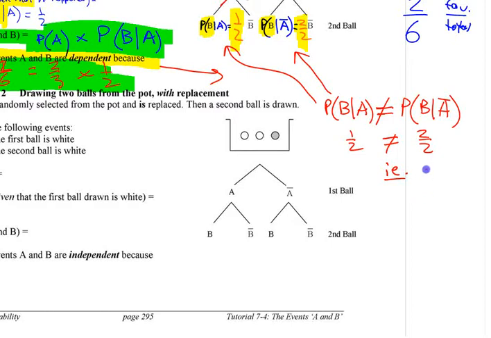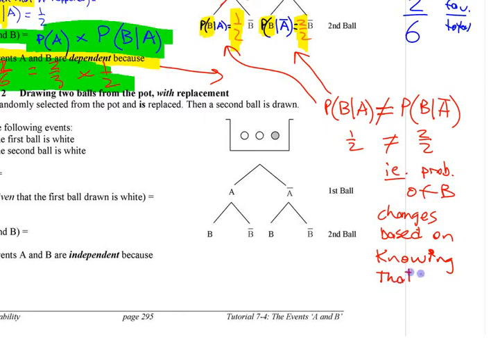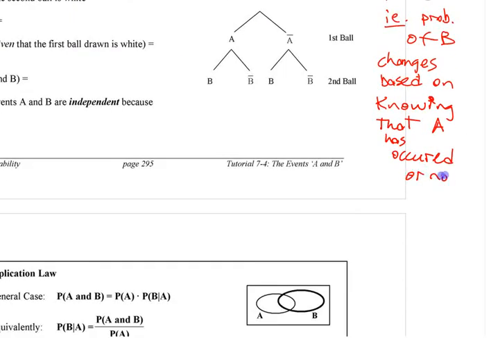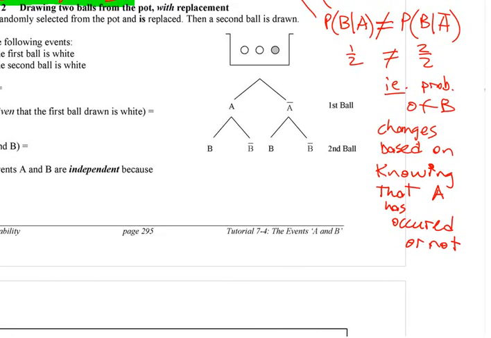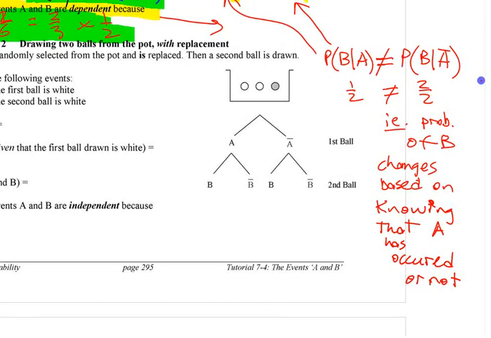In other words, the probability of B is different or changes based on knowing that A has occurred or not. Okay, the probability of B is different based on knowing whether A has occurred or not.